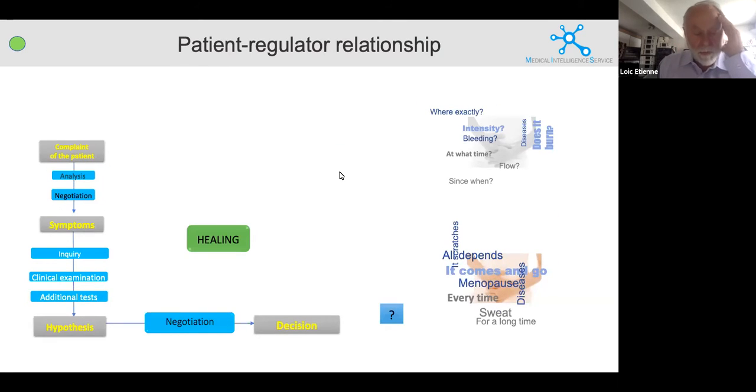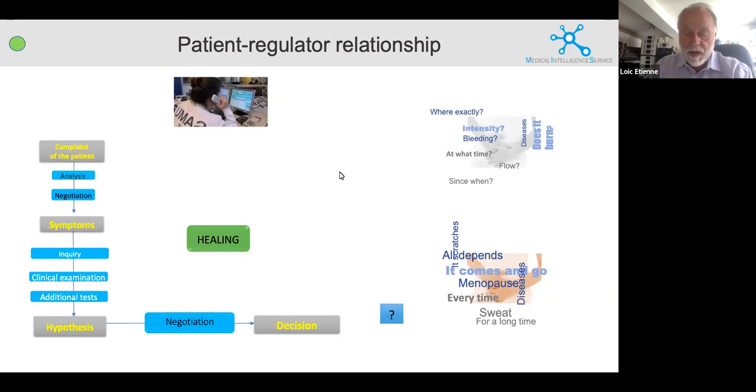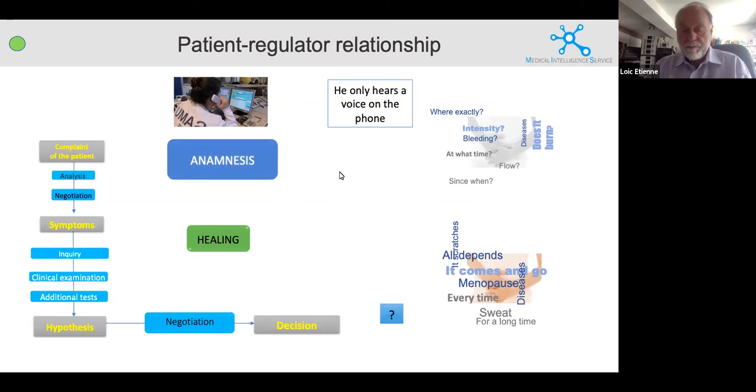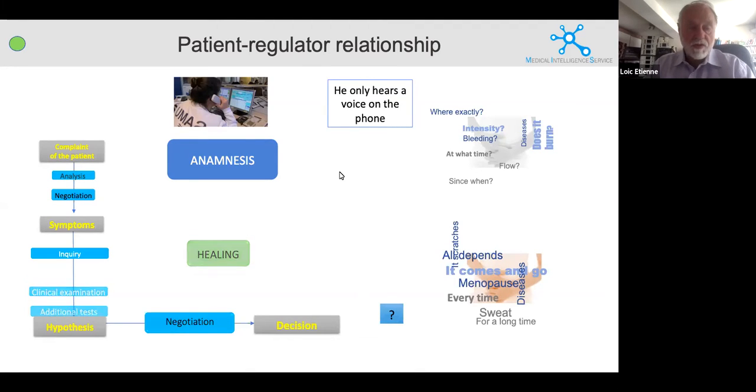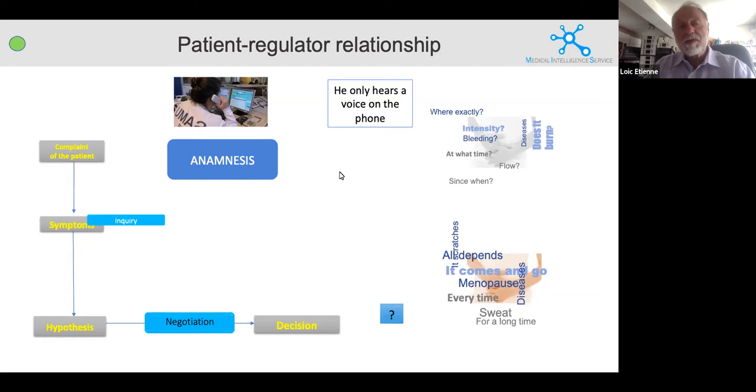When you are a doctor in a regulation call center, it's still more difficult because he only hears a voice on the telephone. His only job is to make a diagnostic hypothesis. His problem is just to take a decision and not to make a diagnosis. And he has to make an anamnesis, which is the most important part of his job.